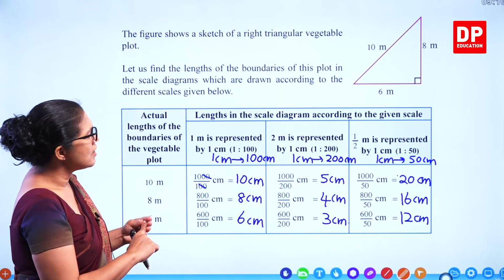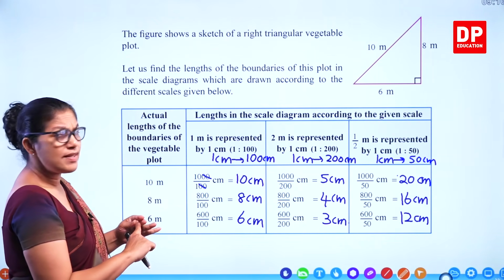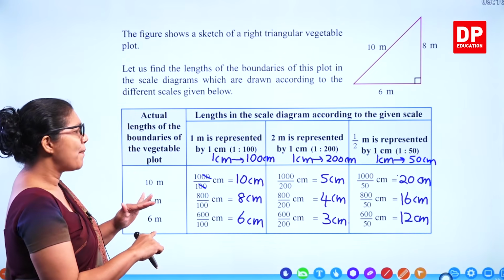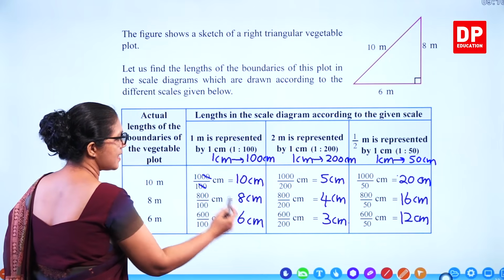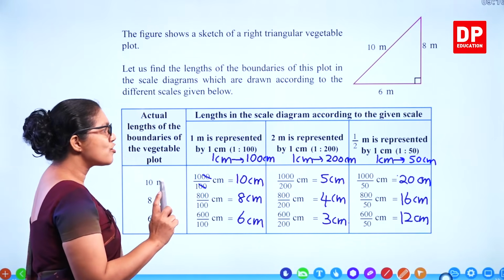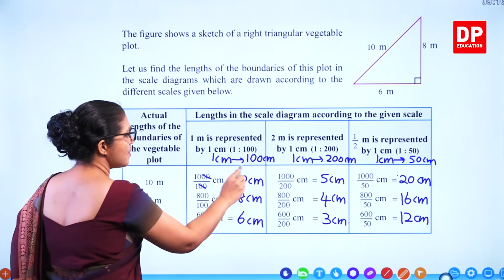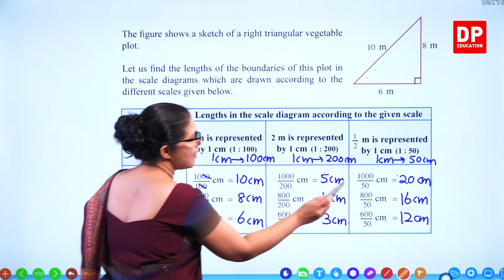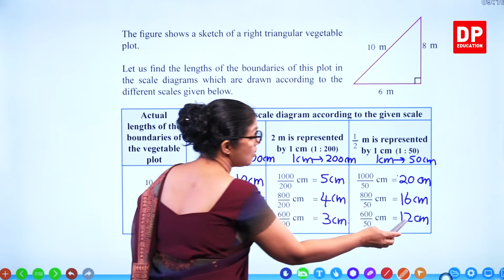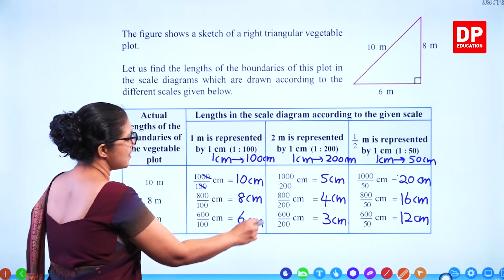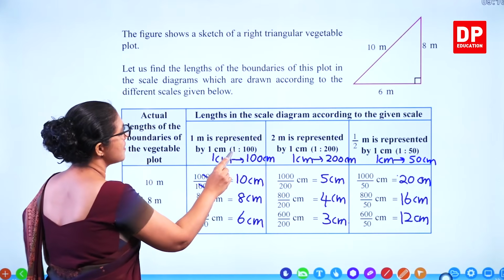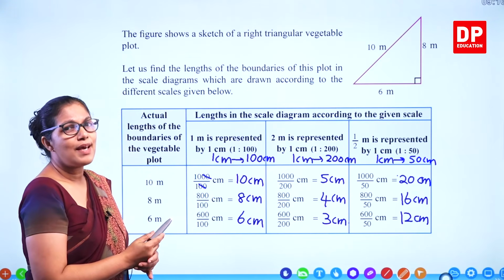So according to this, which one is reasonable to draw on a paper? This is reasonable, 10, 8, 6. So 1 to 100 ratio is better than this, which is 20, 16, 12, meaning you have to take bigger lengths. So this is a suitable scale, 1 to 100 there.